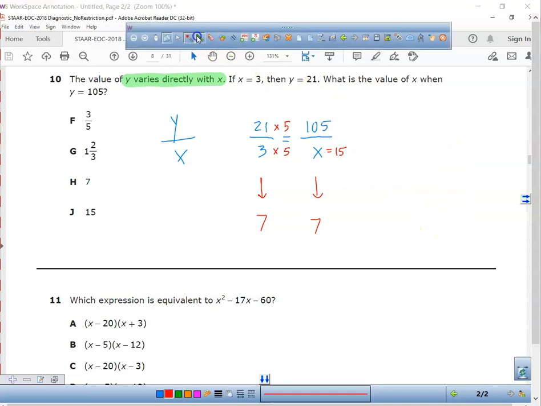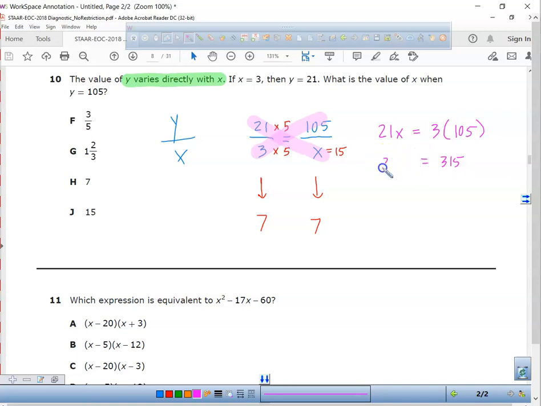Now, the other way I'd like you to understand that you have access to is called cross multiplication. When we do cross multiplication, that means our cross products are equal. I'm going to do it in purple, or this pinkish color, magenta. 21 times x is 21x. And 3 times 105 is 3 times 105. All right? So what you could do is multiply 3 times 105, which should be what? 315.